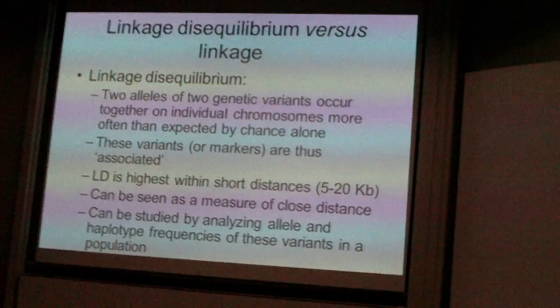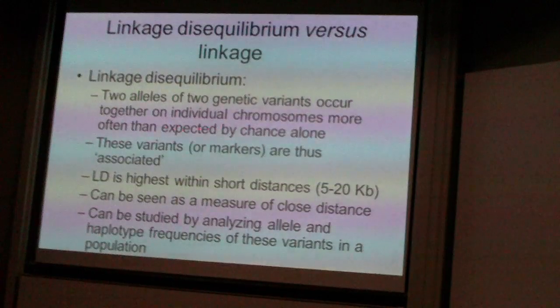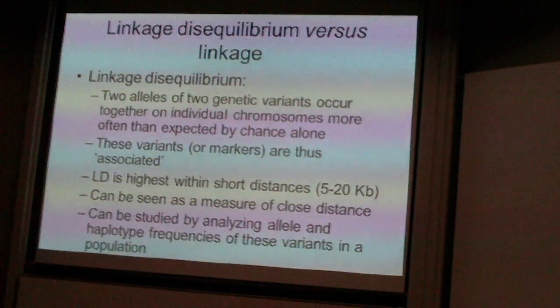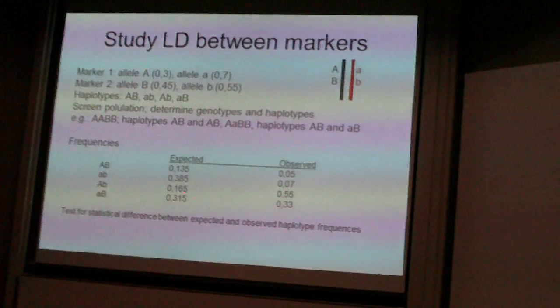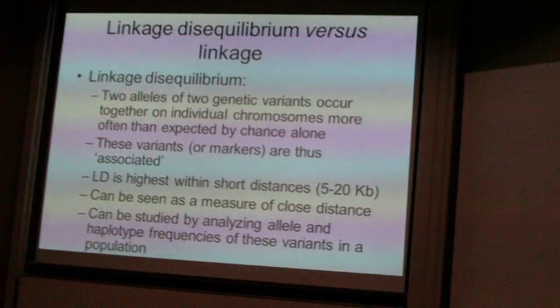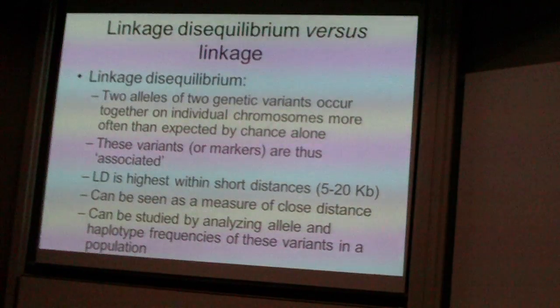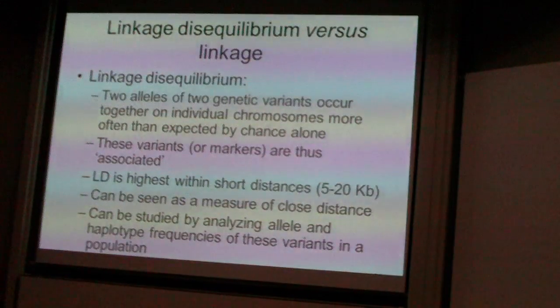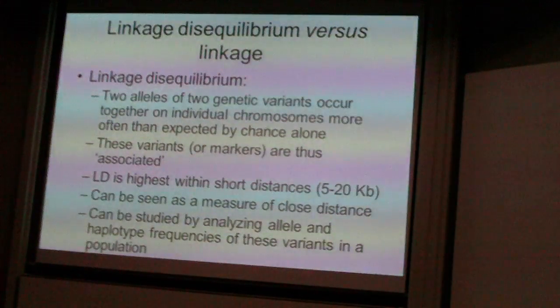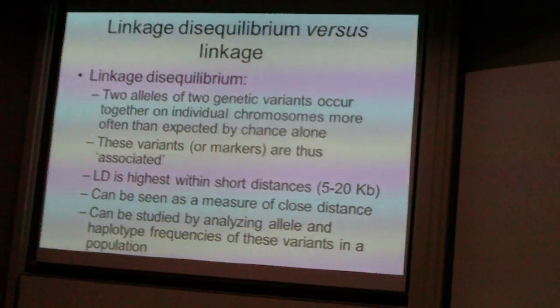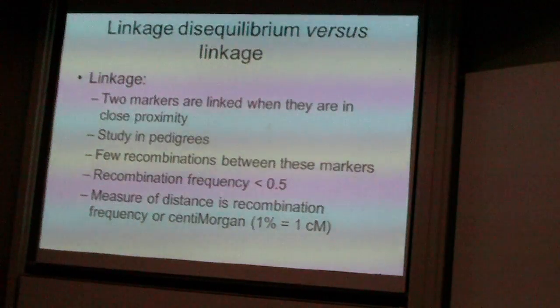So again, to summarize, linkage disequilibrium means 2 alleles of 2 genetic variants occur together on an individual chromosome more often than expected by chance alone. For instance, they are more often seen here than what you would expect by chance alone. These variants are just associated, and usually this linkage disequilibrium also means that these markers are very close to each other. We're talking here about distances from 5 to 20,000 bases, while in linkage analysis, you're talking about centimorgans, which can be millions of bases. So once you have found a marker which is in linkage disequilibrium, then it's really close. So this is a measure of close distance, and I showed you how you can do that.